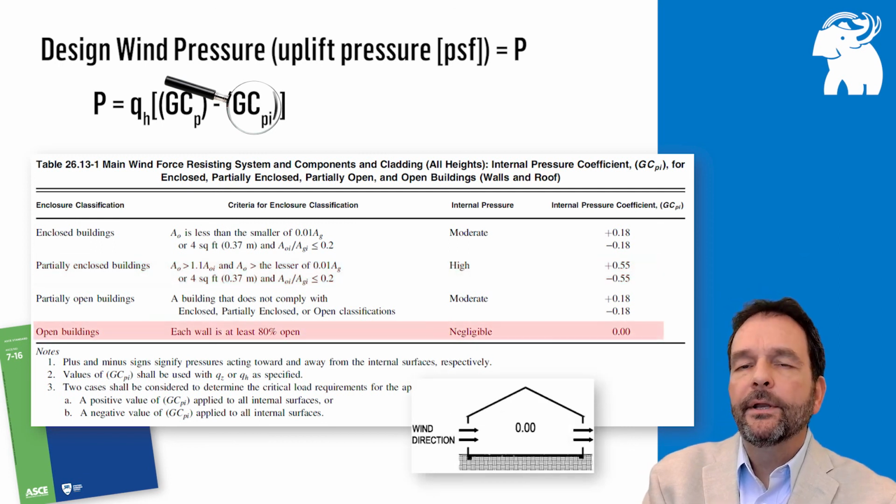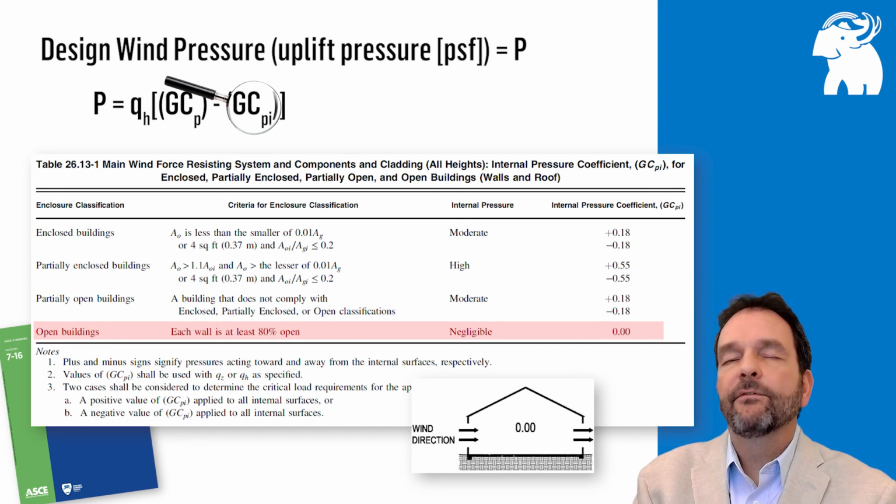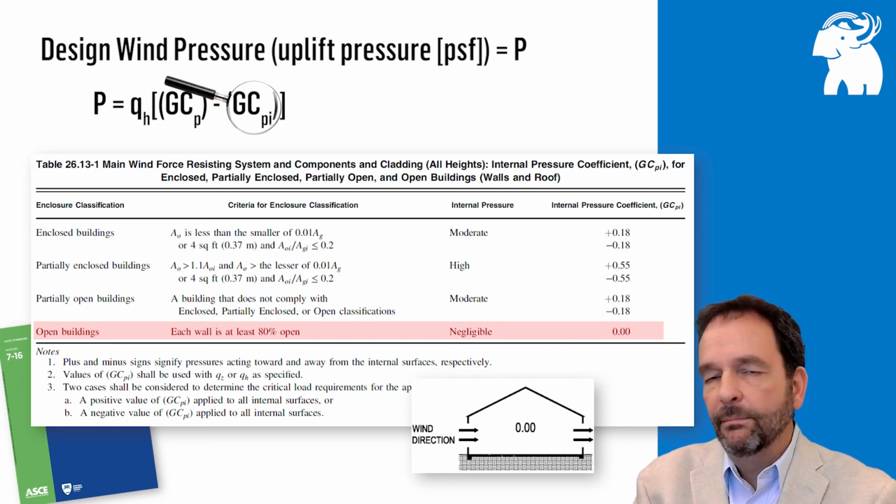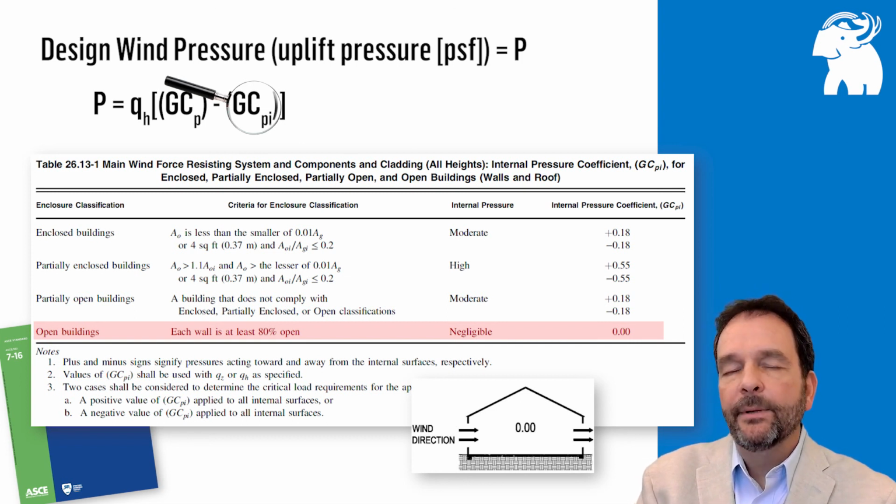An example of an open building would be a building where wind would just simply blow through and would not build up any internal pressure. Say a pole barn that would just be open and allow wind to blow through. The coefficient will be just 0.